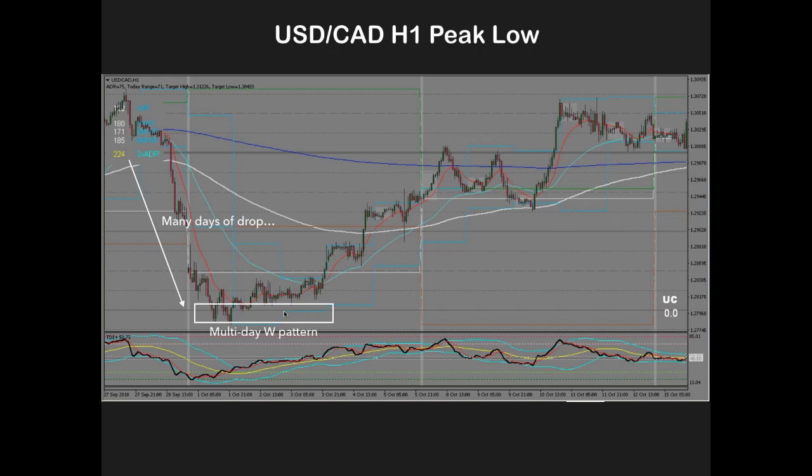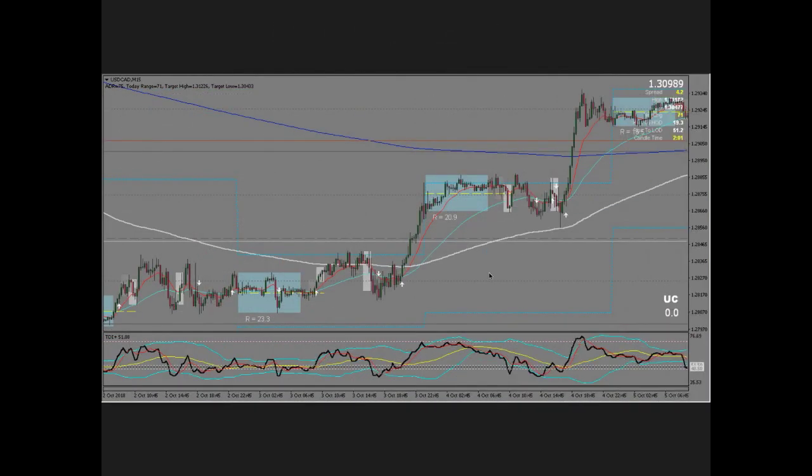It's lots of hits to the low here. It's kind of an ugly W pattern and actually extended because of the consolidation, but this is a multi-day W pattern, however ugly it is. So now how do we catch the safety move? Let's go into the M15. Let's look for the shift.